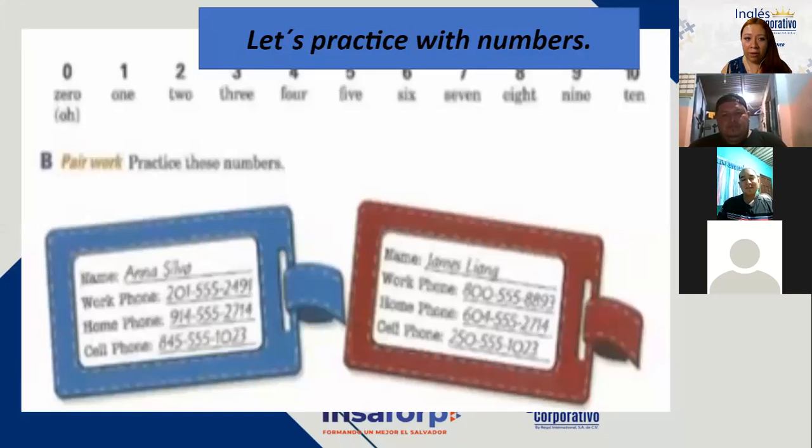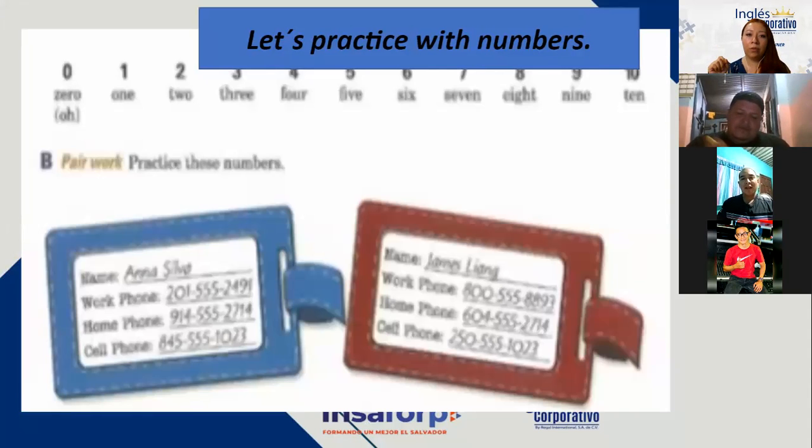So, en los que nos vamos a enfocar, zero. Let's repeat that one, zero. Zero. El siguiente que nos cuesta por lo general es three. Three. Three.